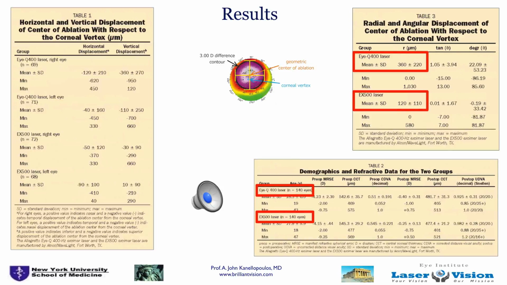On the top table on the right, table 3, the radial and angular displacement of the center of ablation with respect to the cornea vertex is seen on top for Group A with the IQ laser, and on the bottom for the EX500 laser, showing again the very significant differences in microns, 360 microns on the IQ laser, and 120 microns on the EX500 laser on average. And then on the bottom table 2, the demographics between the two groups, which were matched, can be clearly seen.